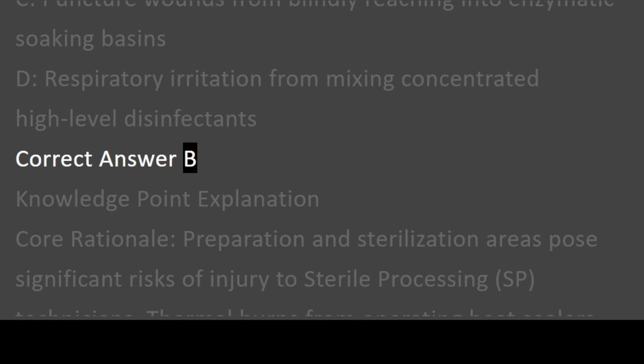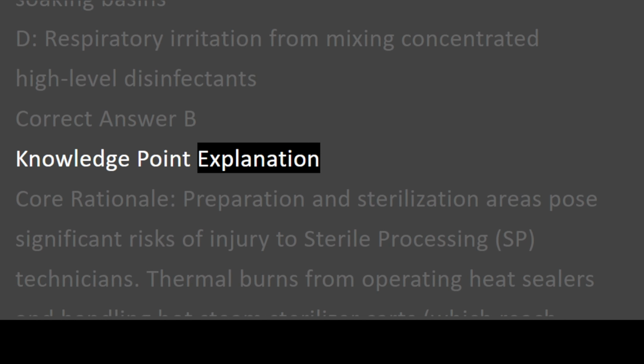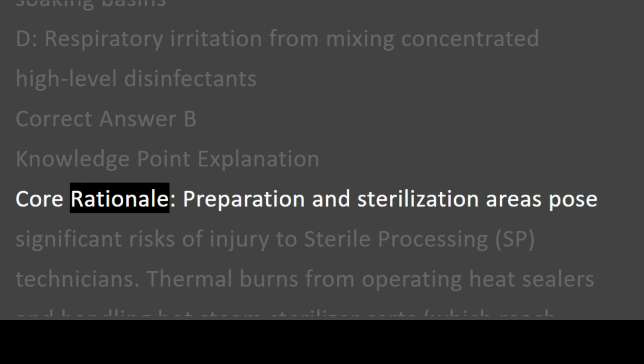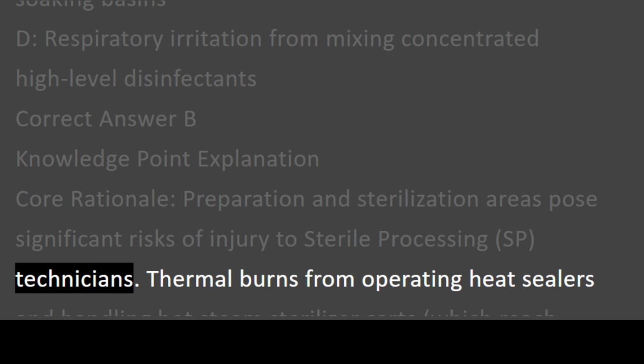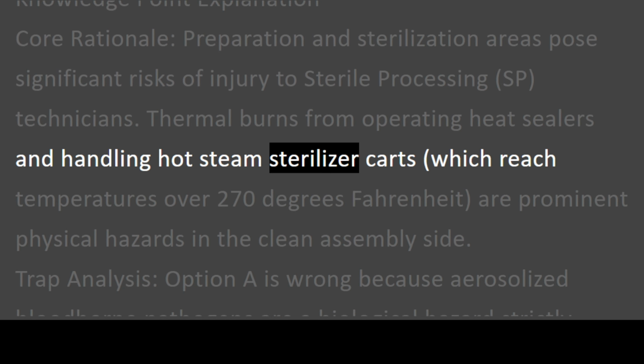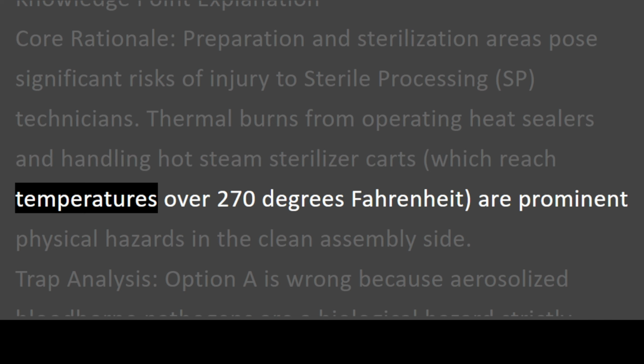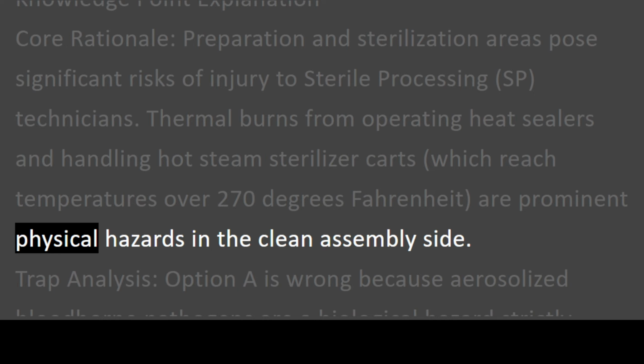Correct answer B. Knowledge point explanation. Core rationale. Preparation and sterilization areas pose significant risks of injury to sterile processing, SP, technicians. Thermal burns from operating heat sealers and handling hot steam sterilizer carts, which reach temperatures over 270 degrees Fahrenheit, are prominent physical hazards in the clean assembly side.